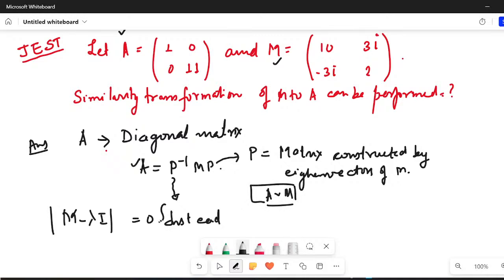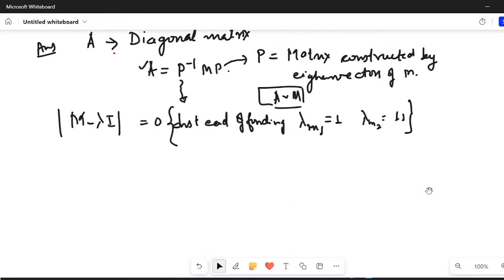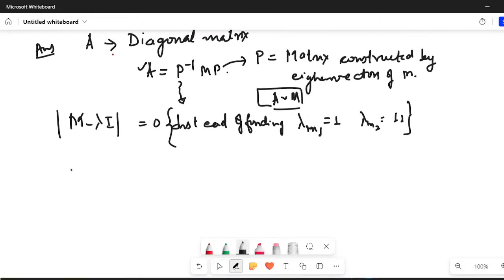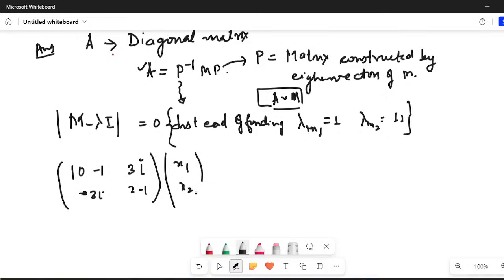Even if you want to find it, that is up to you, but you know that A and M are related by the similarity transformation. So instead of finding this, I directly use that the eigenvalues of M would be 1 and 11. So this is something that I already know. So now let us jump on to finding the eigenvectors. So let us take this 10 minus 1. Here it is 3 iota, here it is minus 3 iota, here is 2 minus 1, and here you have this, let's say x1 x2 equal to 0.